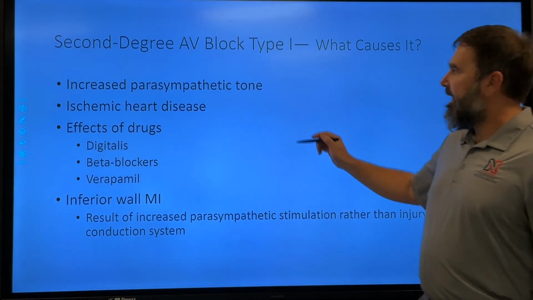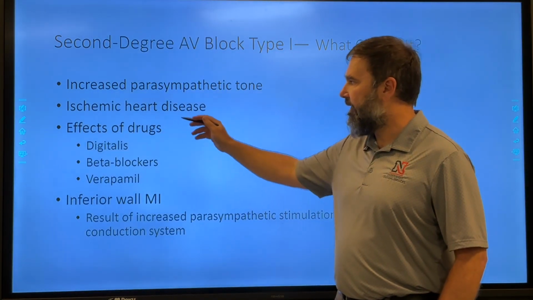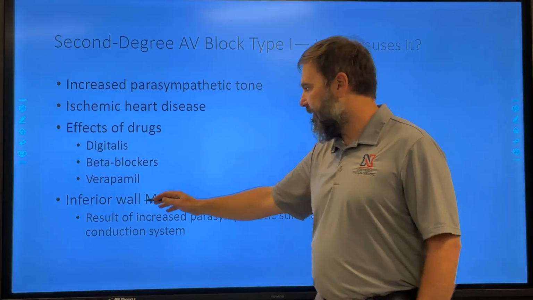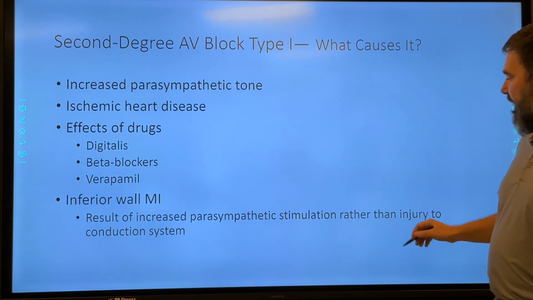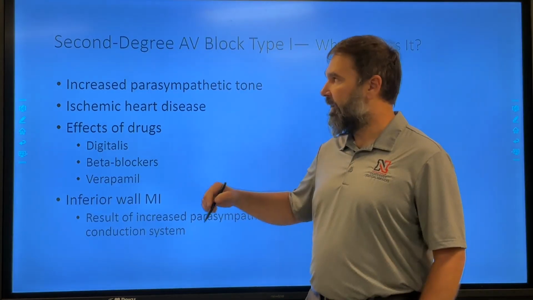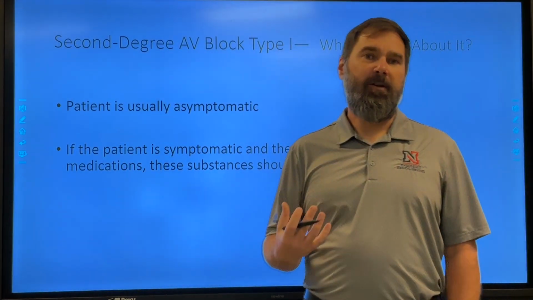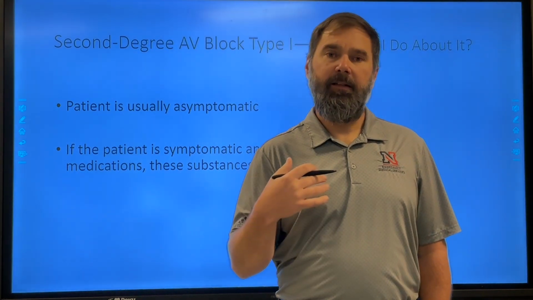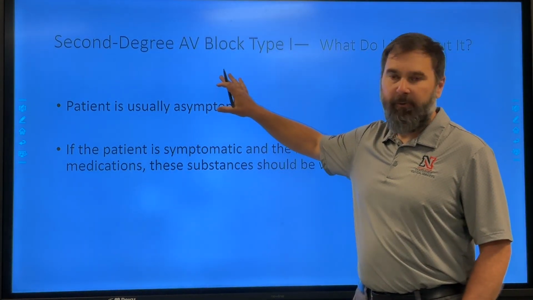So what causes it? You may see increased parasympathetic tone, ischemic heart disease, effects of some drugs such as digitalis, beta blockers, or verapamil, maybe others, and inferior wall MI. So the result is increased parasympathetic stimulation rather than injury to the conduction system from the inferior MI. These patients are usually asymptomatic. They may just feel like the heart skipped a beat, not necessarily fluttering, but usually asymptomatic. Again, it may just be something we find.